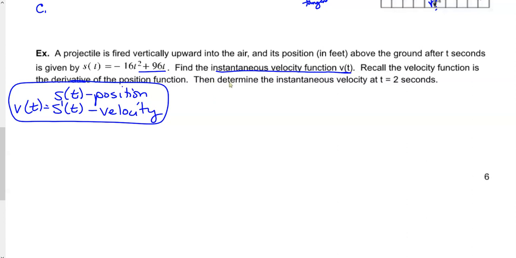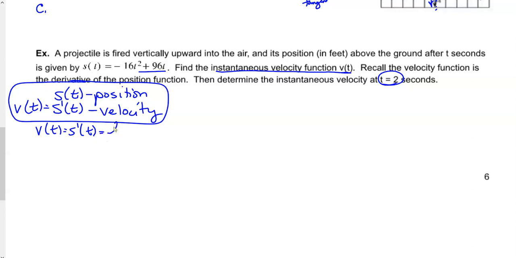So we want to do this when determining the instantaneous velocity at t equaling 2 seconds. What we're first going to do is find v of t, and then we're going to plug t equaling 2 into that function, okay? So let's do that. v of t is equal to s prime of t, okay?